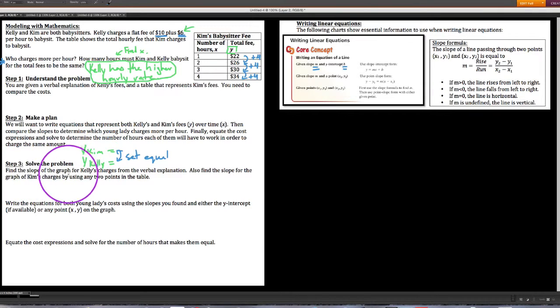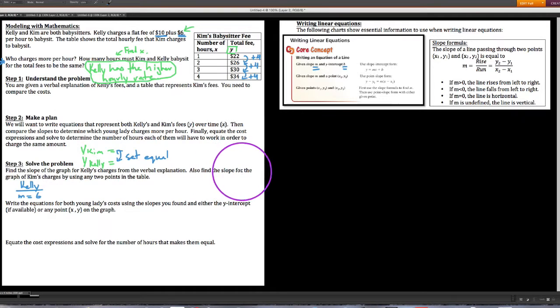So step 3, solve the problem. The first thing is to find the slope of the graph for Kelly's charges from the verbal explanation. In terms of Kelly, let's write down her information. We know that her slope is $6 per hour. That's her rate of change.